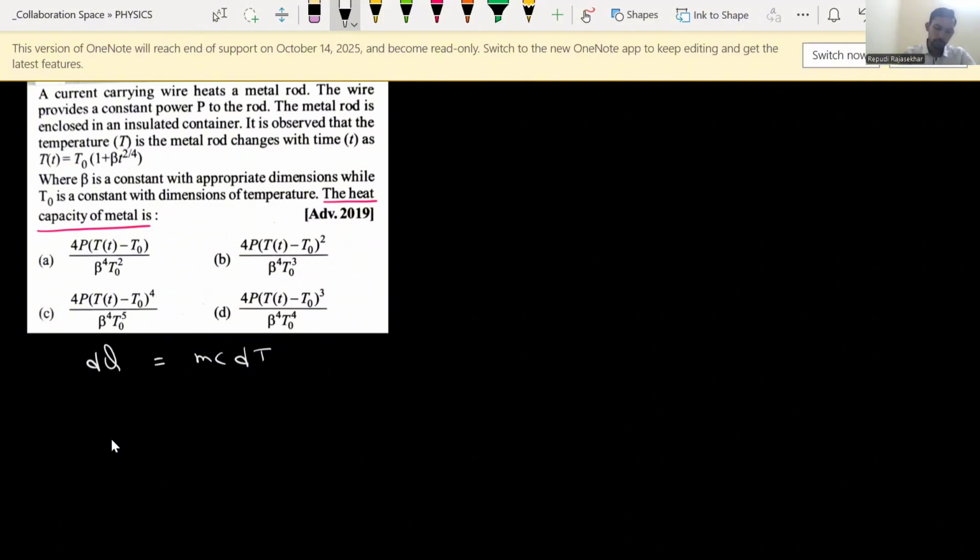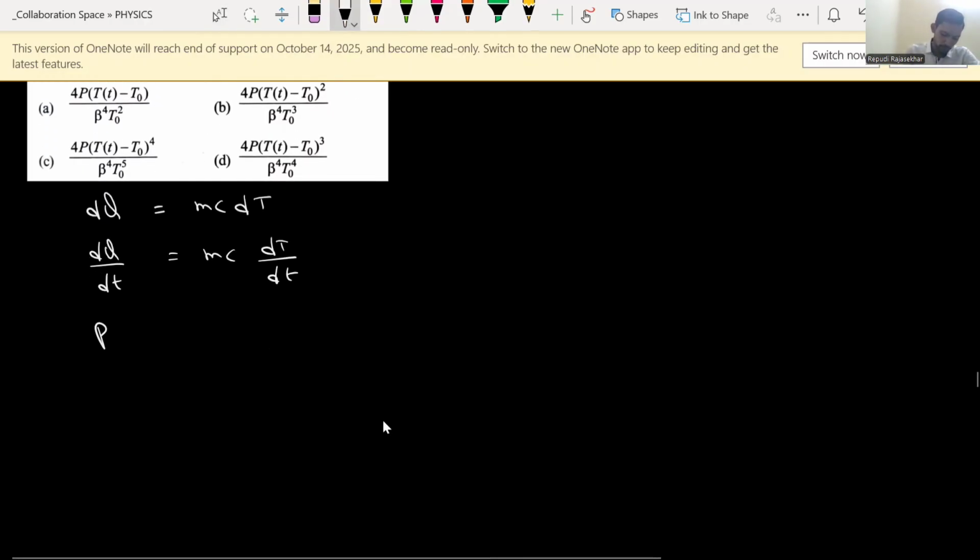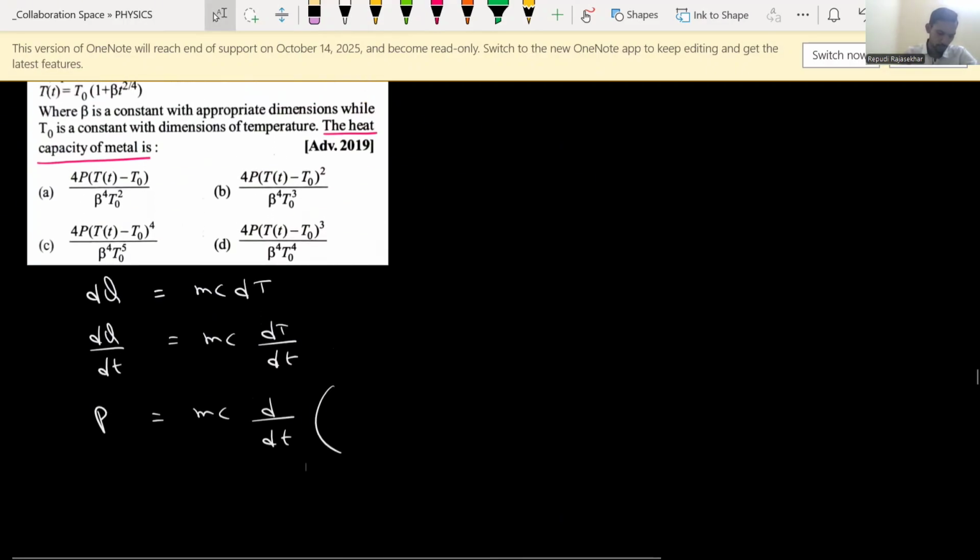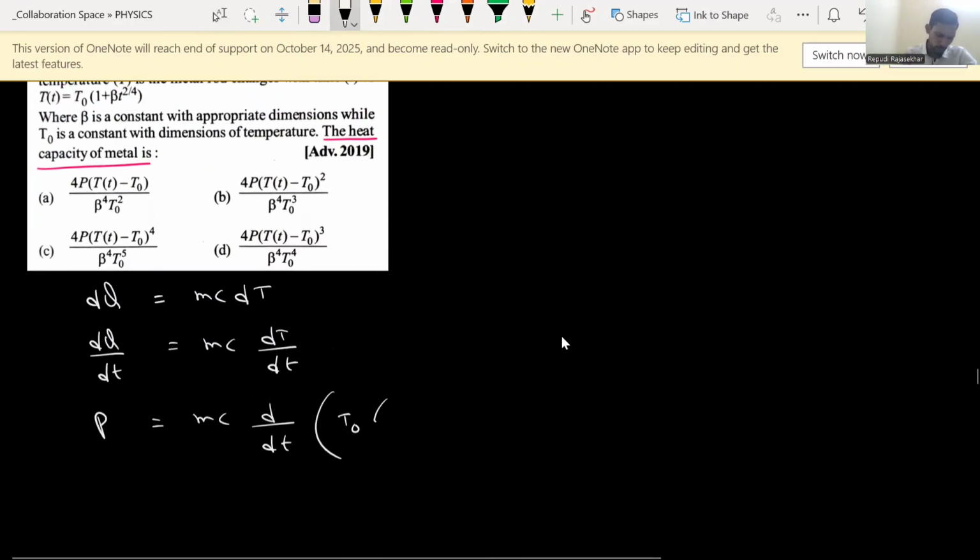Now power is given. It provides a constant power P to the rod. Power means energy flowing per time. So differentiate both the sides. So dQ by dt equals mc dT by dt. So dQ by dt is nothing but power, which equals mc d by dt of T. What is the T value? Given temperature is T naught into 1 plus beta t power 1 by 4.